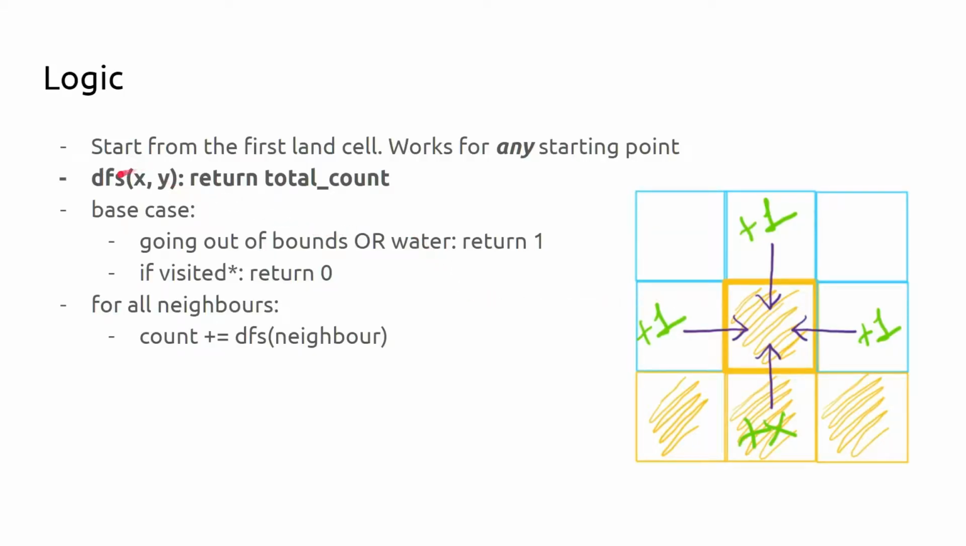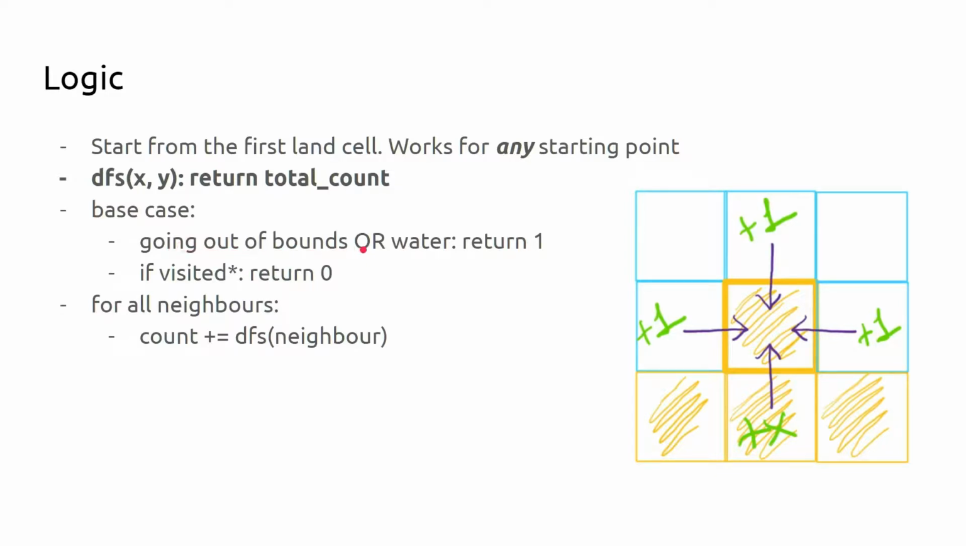To formalize, we'll say that we're starting from the first land cell. Any land cell works, we just need one land cell. So we'll define DFS of xy. X and y represent the rows and the columns, so exactly where we are inside of the grid. And DFS of xy is just going to return us the total count of that particular cell. So it says, what happens if I start a DFS at the point xy, return me the total perimeter. Now the base cases are very important in this case, and they need to be handled with care.